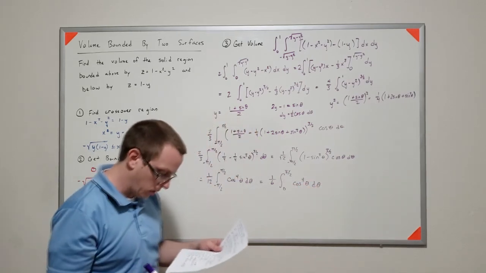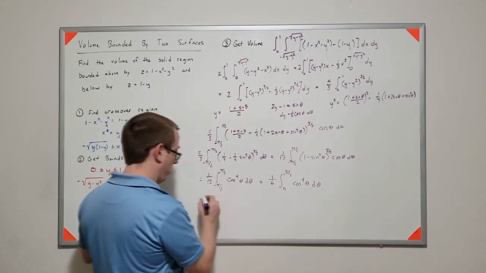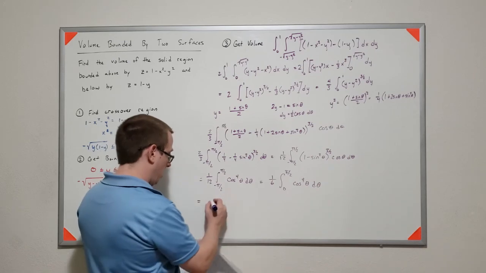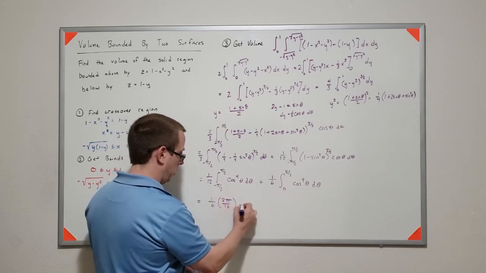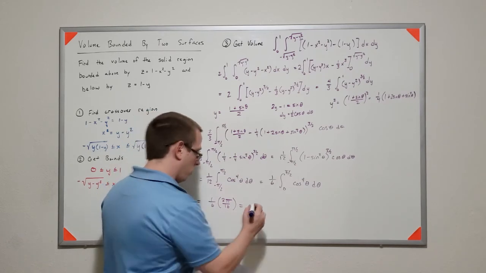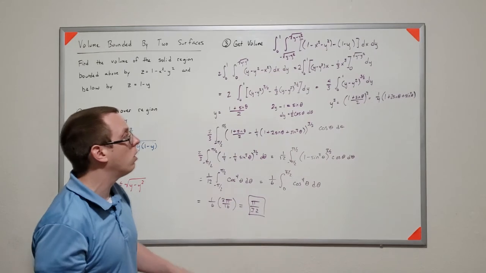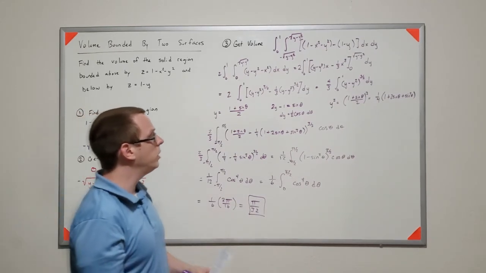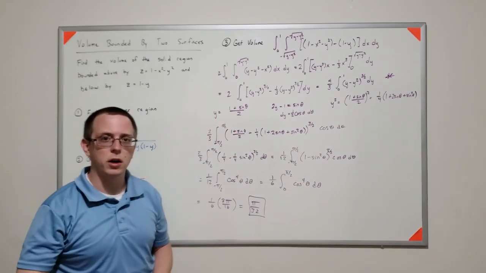And there is something called Wallace's formula. Again, this is that same cosine to the 4th we saw in another problem, which gets us 3 pi over 16, getting us a final result of pi over 32. So again, it's a lot of work.